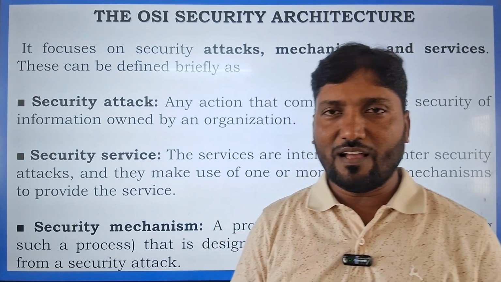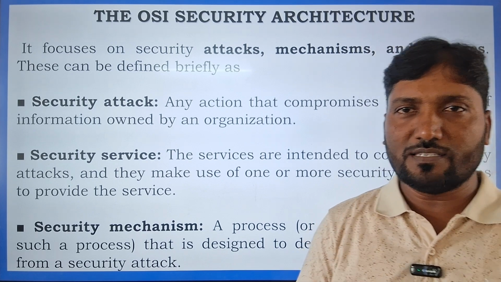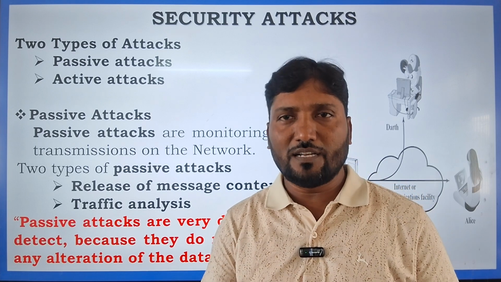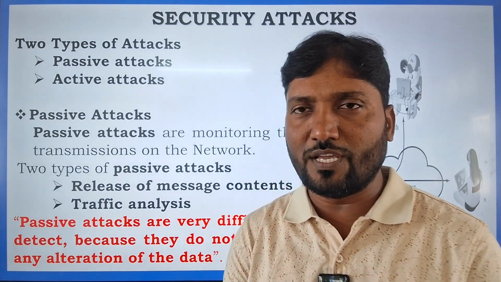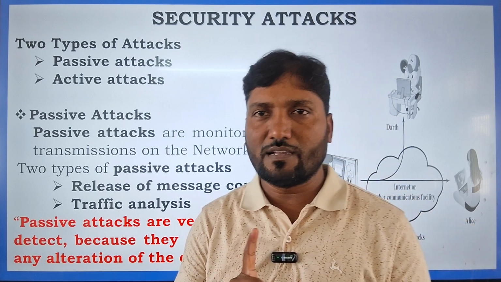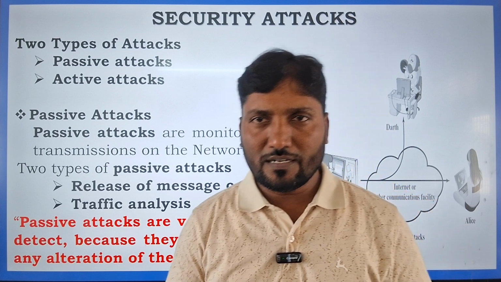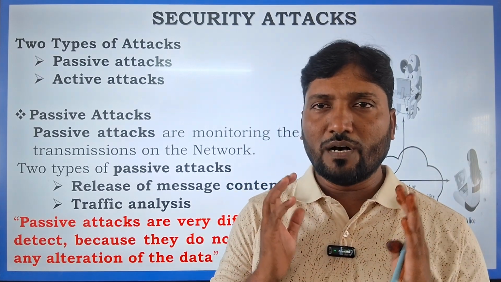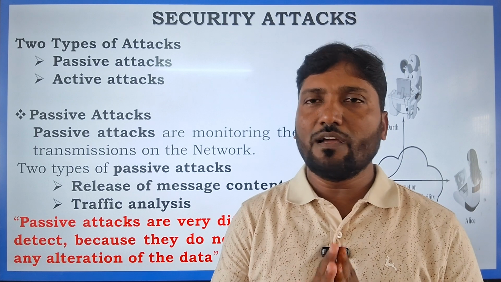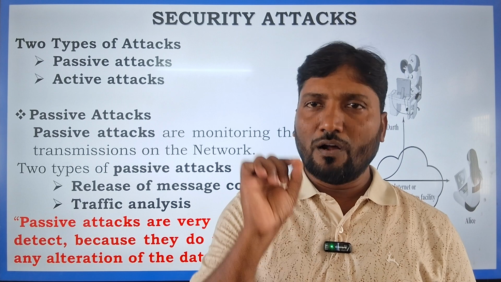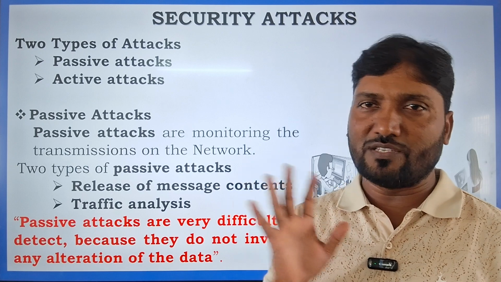Now let us discuss what the security attack is, what the security services are, and what the security mechanisms are. Basically, there are two types of security attacks. One is the passive attack, the second one is the active attack. What is a passive attack? Passive attackers monitor the transmission of data over the network. That means they can only see the data over the network, whether the data is transmitted or not. That is the passive attackers.